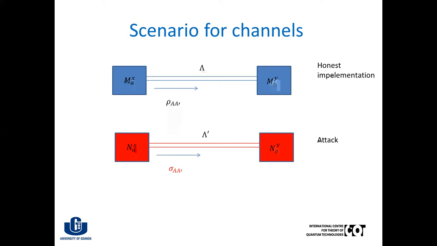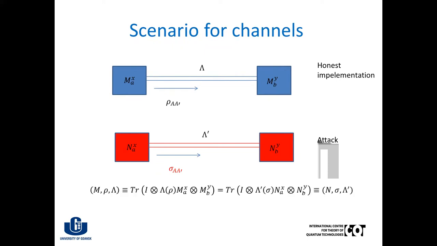But of course, in the attack, everything can change. Not only the measurements and the input state can change, but also the very channel can change from lambda to lambda prime. The attack is ideally successful if it is invisible to honest parties, namely when the statistics of inputs and outputs of this setup are exactly the same as in the honest implementation. Explicitly, I call the tuple M, rho, lambda a setup, which is trace of identity tensor lambda acting on a state rho, traced with measurements MXA, MYB. If the attack is successful, it is equal to the trace of lambda prime acting on the attacking state sigma, traced with the attacking measurements.